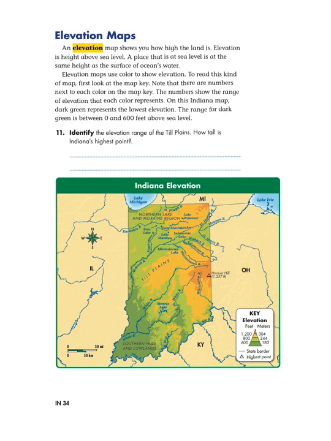Studies text. We're on pages IN 34 and IN 35, and we're starting on a page that talks about elevation maps. Now this is again a type of physical map. If you recall, maps can tell us different pieces of information about a place. In this map, it tells us how high the land is. So elevation is the height above sea level.